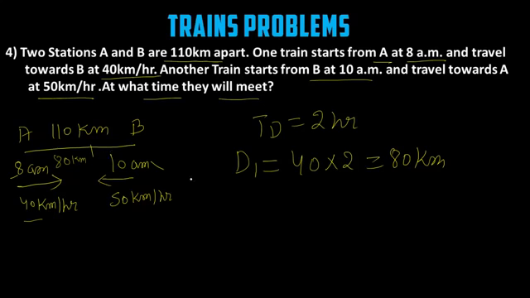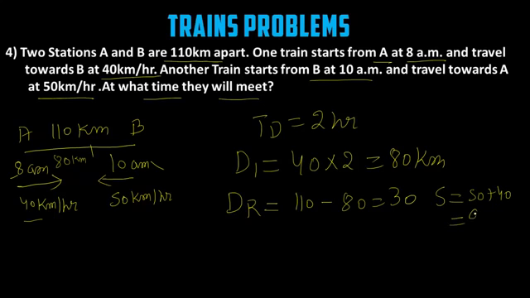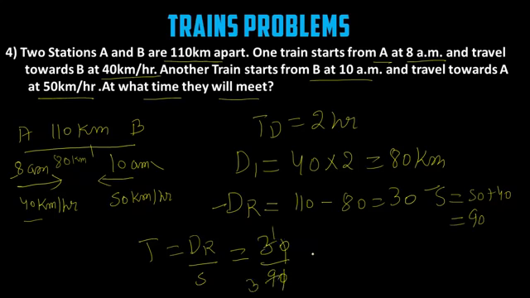So the remaining distance will be 110 minus 80, that will give us 30. And both the trains are moving in the opposite direction, so their net speed will be S1 plus S2, that will give us 50 plus 40, that is 90. Now we have the distance and the net speed. We can easily find the time. Time is equal to distance by speed, that is 30 divided by 90. 0 and 0 cancel, 3 ones are 3, 3 threes are 9. So 1 by 3 hours.